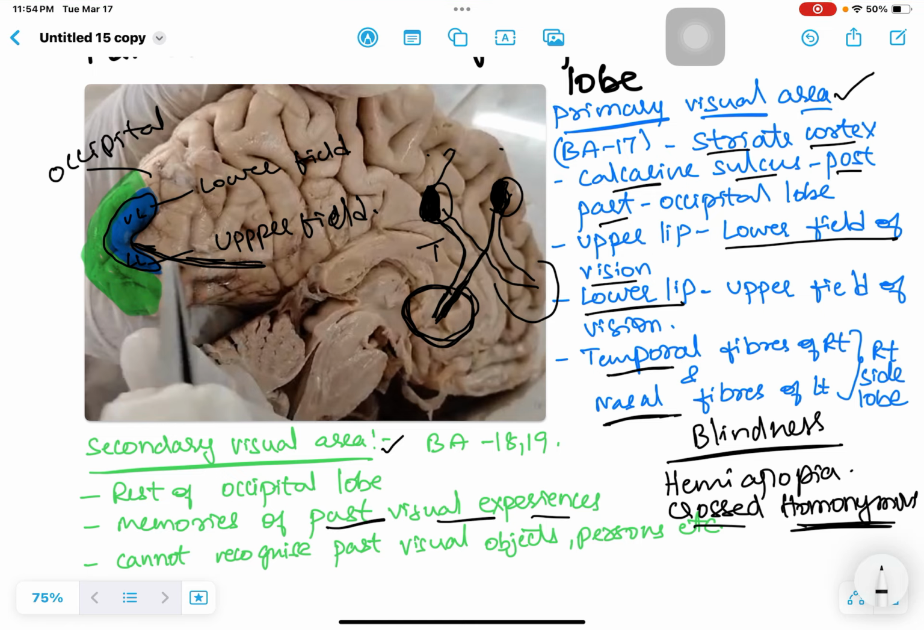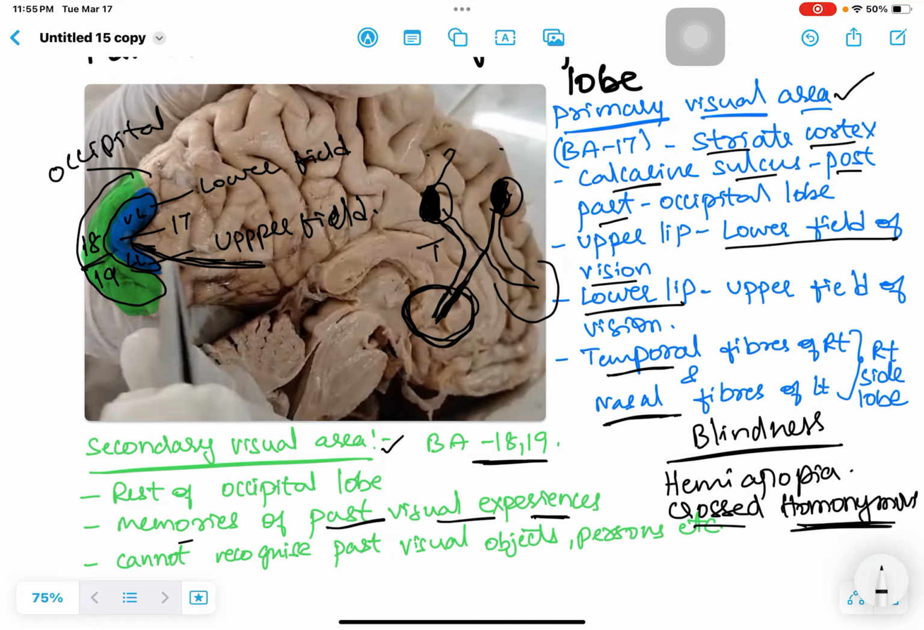Then secondary visual area. This is called Broadman's area 18 and 19, and the primary is called Broadman's area 17. So the rest of the occipital lobe, we see the 18 and 19. So this keeps the memories of the past visual experiences. So you have seen a person some years back, you keep the memory in the 18 and 19. That is the secondary visual area. And you can recognize that person.